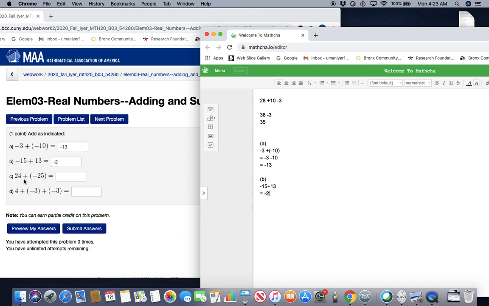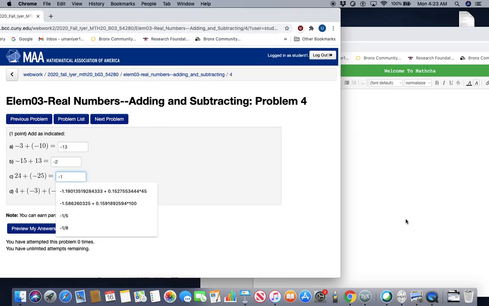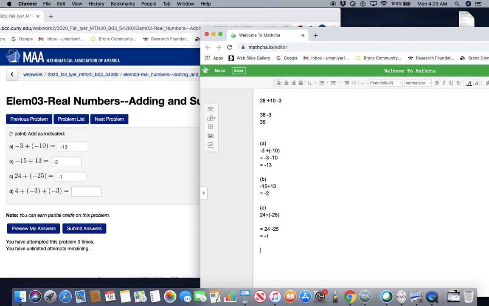All right. The next one is 24 plus negative 25. Well, 24 positive followed by a negative is minus 25. Well, you had $24 and you lost $25. So you have lost 1. Next.